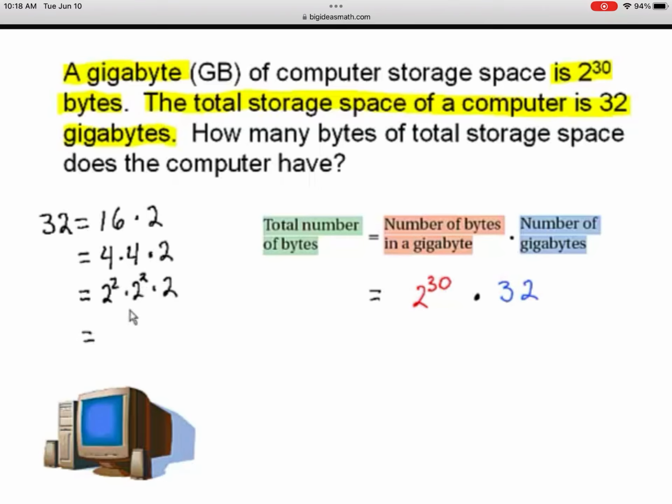Using the product of powers property, we keep the base 2 and add the exponents. 2 plus 2 plus 1 is 5. So 32 equals 2 to the 5th. Now we can substitute 2 to the 5th for 32. We have 2 to the 30th times 2 to the 5th.